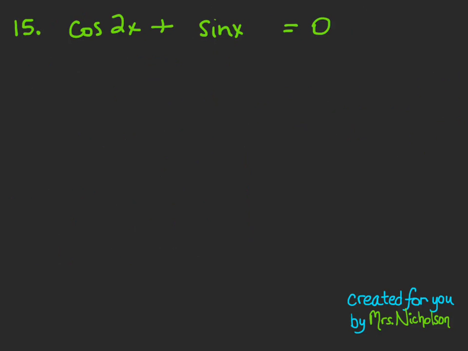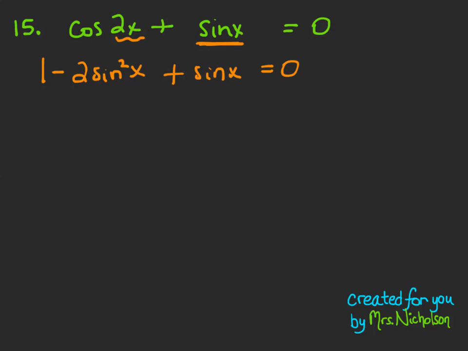Let's move on to number 15, cosine 2x plus sine x. So I've got a double angle here. I'm going to look at my double angle identities, and if you look at your foldable, you'll see that for cosine 2x, you've got three choices of what you could substitute in. Since my other term has a sine in it, then for cosine 2x, I'm going to choose 1 minus 2 sine squared x, plus sine x equals 0.